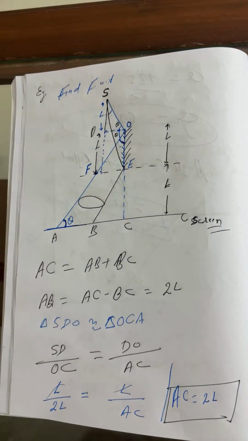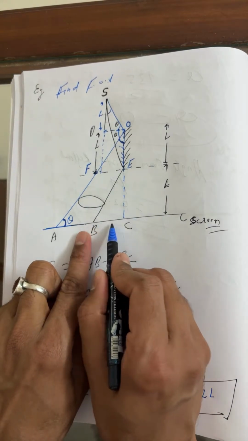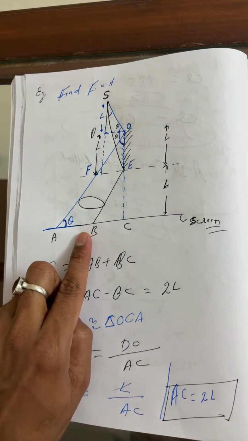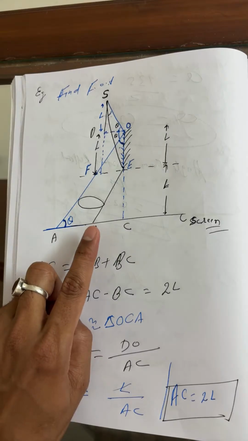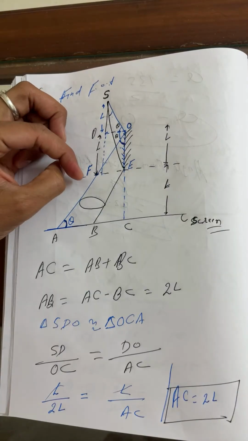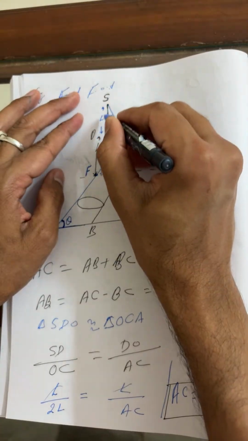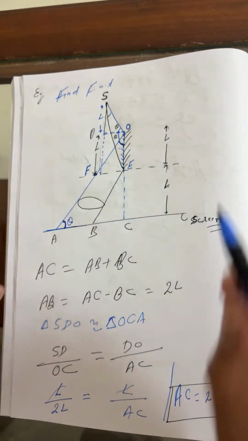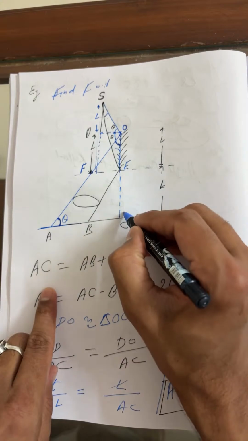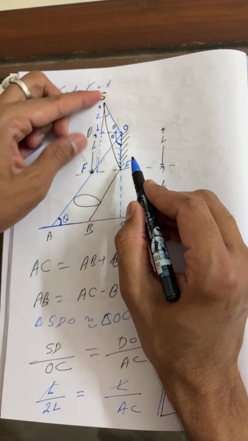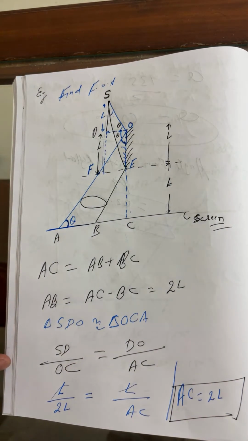If we wish to find BC, then again think of the concept of similar triangles. Listen carefully. This triangle is C, B, and E. The next triangle is S, F, and E. This is SFE, and this is ECB. Now, SFE and ECB, these two are similar.